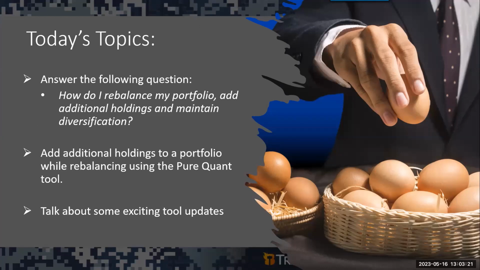How the heck do I rebalance my existing portfolio, add additional holdings, and maintain diversification? Whew. Well, with the help of the Quant tool, you can find new potential trades for your portfolio and rebalance your holdings according to equal risk position sizing. There are current limitations to maintaining diversification, which we will get to. I also want to share some new and exciting updates for the tool, which will solve the tool's current limitations.